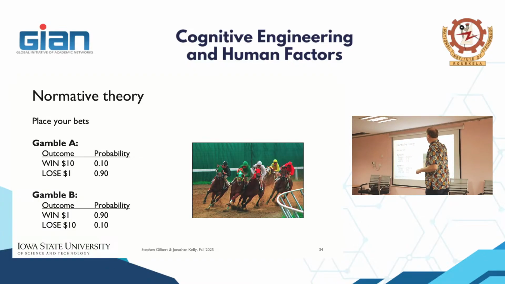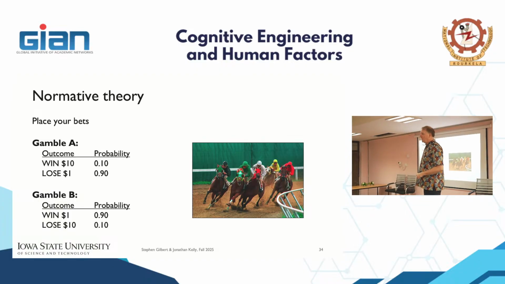So we're going to go betting in the horse race. In gamble A, there's a 10% chance you can win $10, and there's a 90% chance you lose $1. On gamble B, there's a 90% chance you win $1, and there's a 10% chance you lose $10. So who wants gamble A? Does anyone want to bet on gamble A? Nobody wants A? Anyone want B? Okay, you've got to choose here.